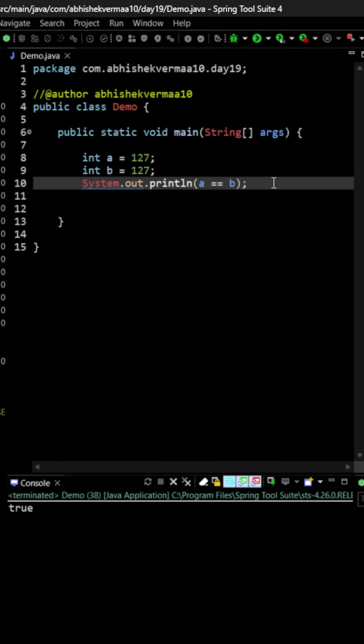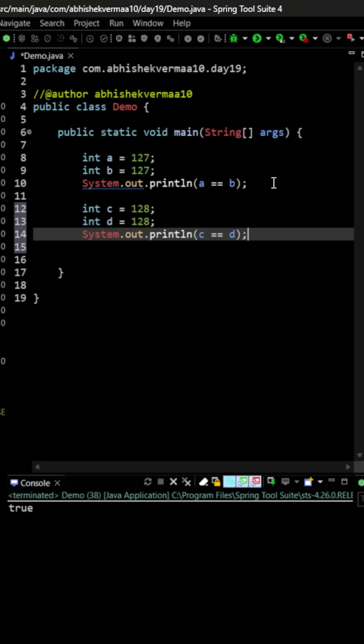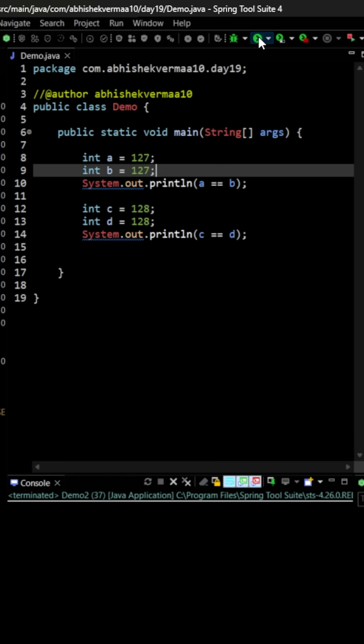That was correct. Then the person said, okay, do this one. int c = 128 and int d also equals 128. Then c == d. I said, okay, again, this one is going to be true only. The person said, execute the code. I executed it and I got the answer again as true.